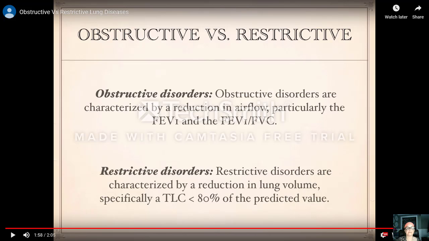So obstructive disorders are characterized by reduction in airflow, particularly the FEV1 and the FEV1 ratio over forced vital capacity. Restrictive disorders are characterized by a reduction in lung volume, especially total lung capacity, 80% of the predicted value.